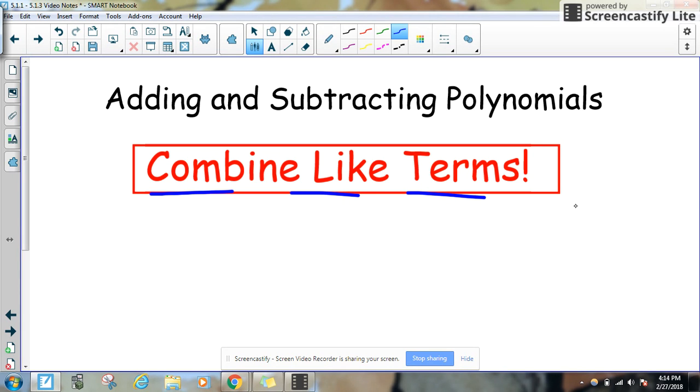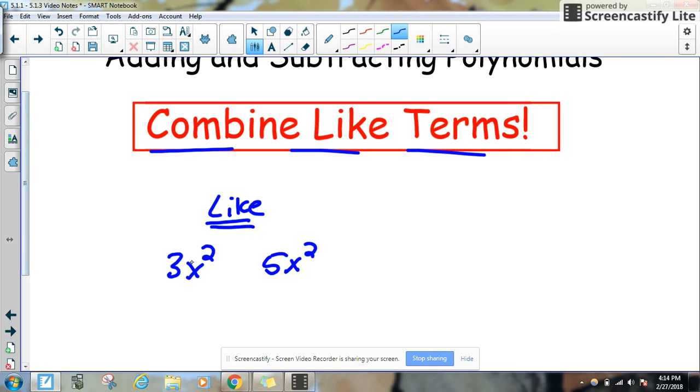You may ask yourself, Mr. Schachter, what does it mean for two terms to be like? Well, two terms that are like have the same exponent. So 3x to the second power and 5x to the second power are two like terms. They could actually be combined together, right? You could add those together to say that that's simply 8x to the second power. So these terms are like.